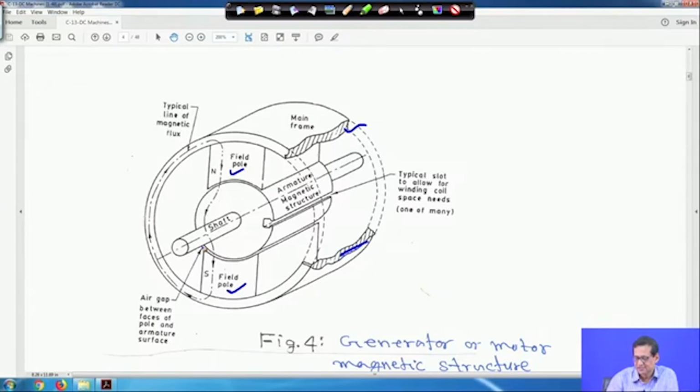So, this is a generator or motor with its magnetic structure, and this is the shaft. I have taken this from a book just for completeness of this brief discussion, and this is the main frame.